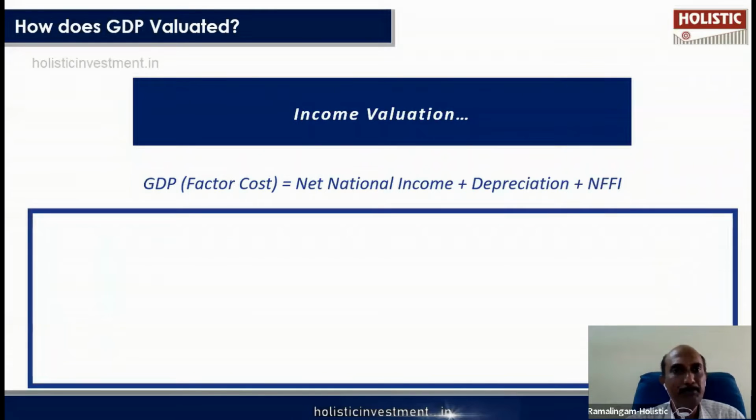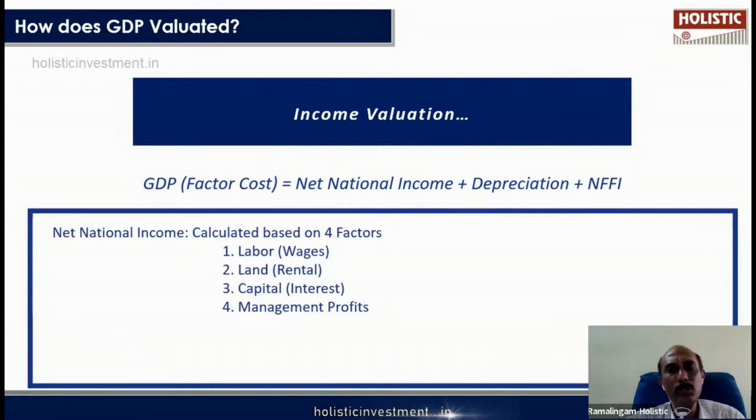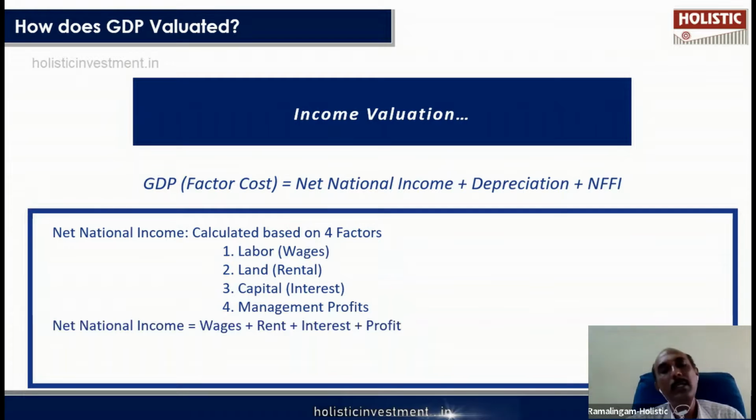Net national income includes the rewards for all the factors of production: land, labor, capital, management. For labor, you have wages or salary. For land, you have rent or lease income. For capital, you have interest. For management, you have profits. Then the sum of all these four incomes for all the factors of production is what is known as net national income. This is the first component of GDP as per the income valuation method.